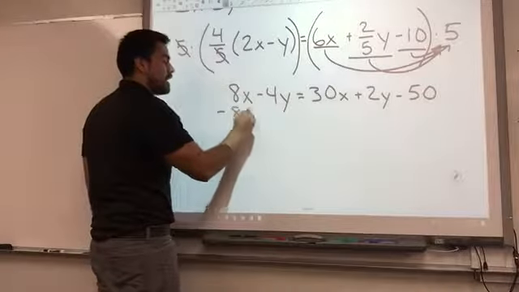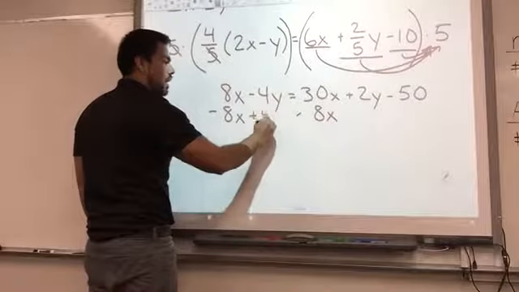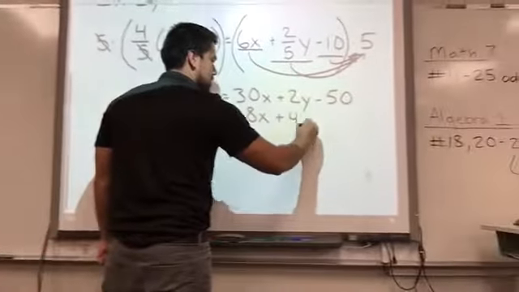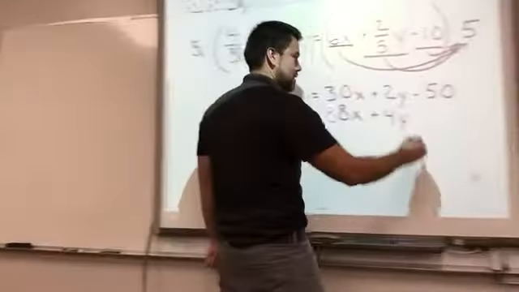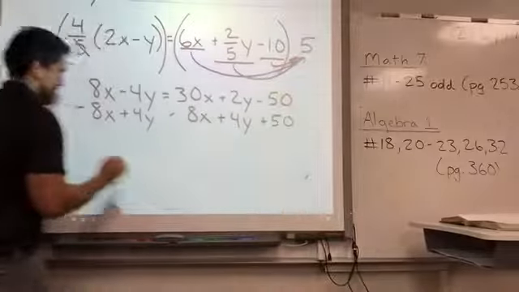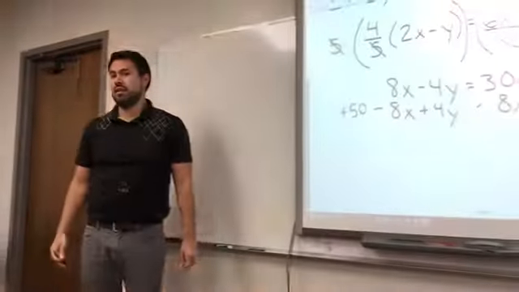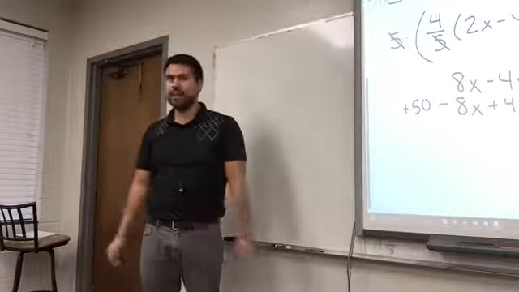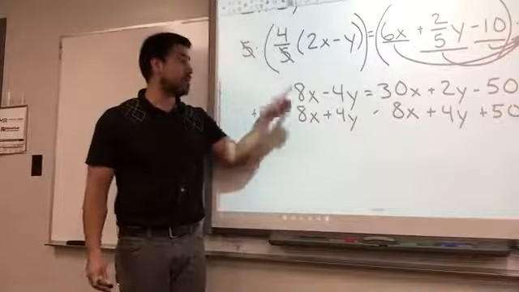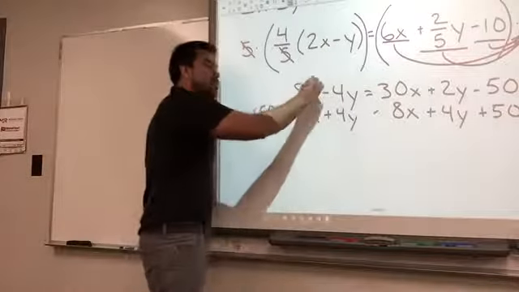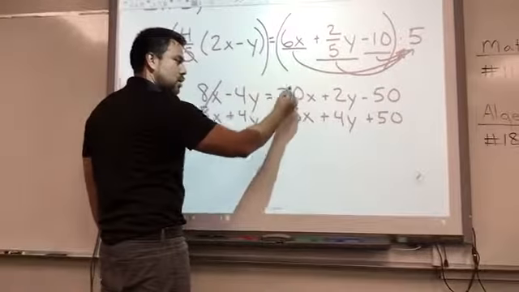I'm going to subtract 8x from both sides. And I'm going to add 4y to both sides. And I'm going to add 50 to both sides. And I'm doing that all in one step. So ready? Can I run through it again if you're not sure what happened? Ready? Watch. I'm subtracting 8x from both sides. Doesn't that cancel out? And then I subtracted 8x from here. What do I get?